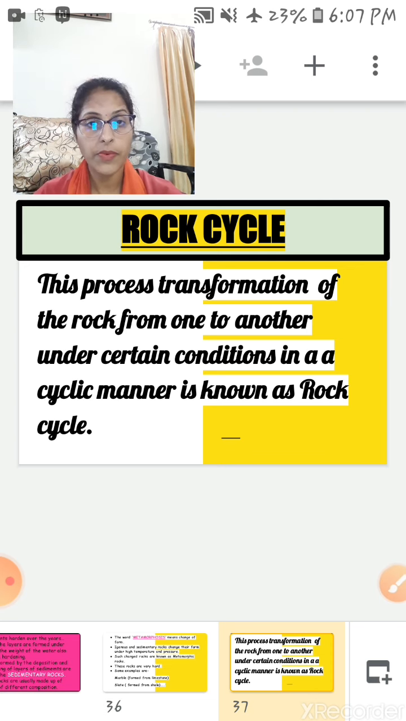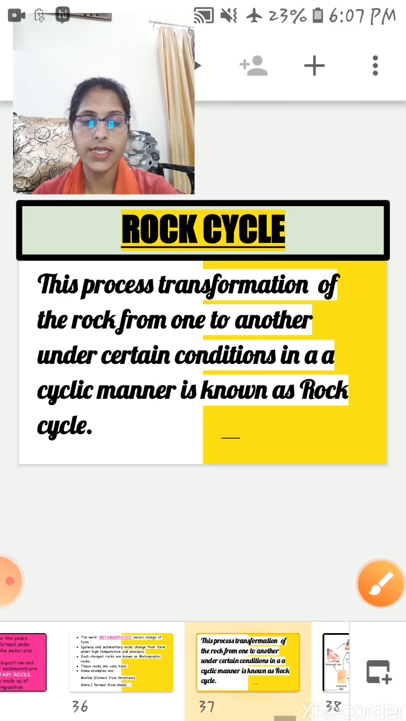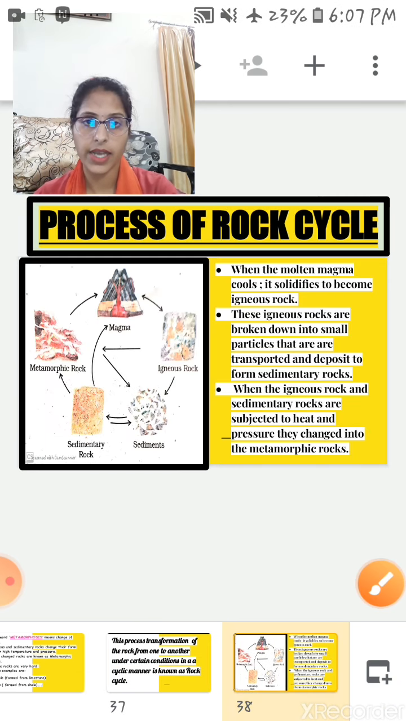Children, you will be surprised to know how one type of rock changes to another type of rock under certain conditions and in a cyclical manner. This process of transformation of rock from one type to another under certain conditions in a cyclical manner is known as the rock cycle. Okay, let's understand the process of the rock cycle. Just look at this diagram.